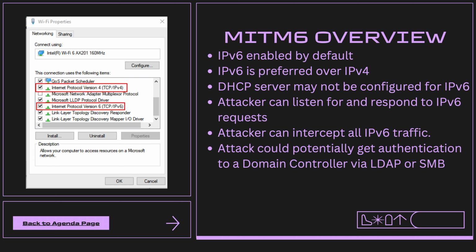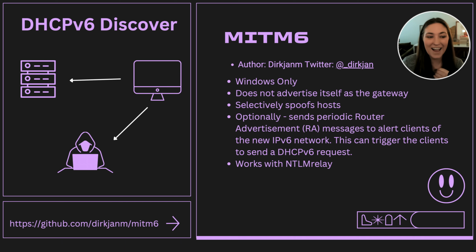When a DHCP server in the environment might not be configured for IPv6, an attacker can listen for and respond to IPv6 requests. And the attacker can intercept all of the IPv6 traffic. This attack could potentially get authentication for a domain controller via LDAP or SMB. And I have a little graphic here. DHCPv6 Discover messages are sent out from the computer. It's being sent out to a server over here. Maybe this is a DHCP server that is not managing IPv6 at all.